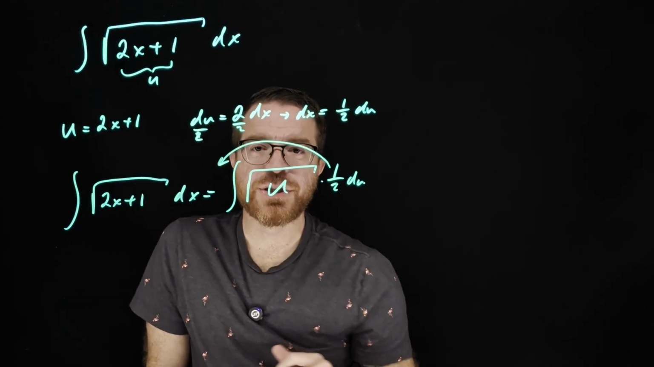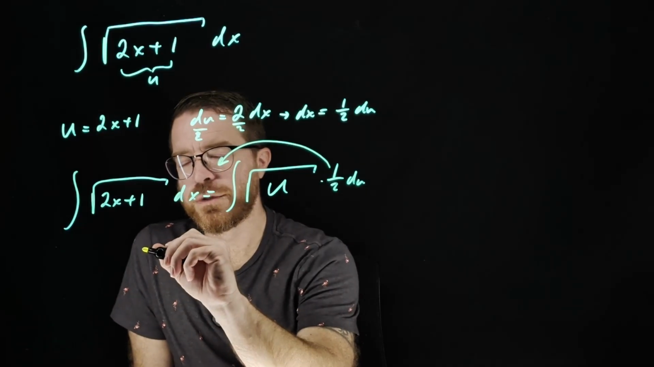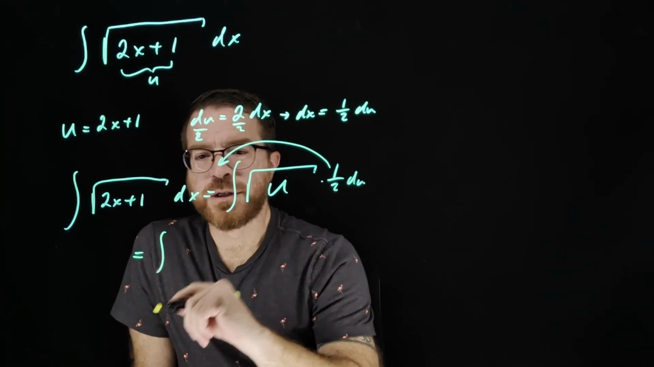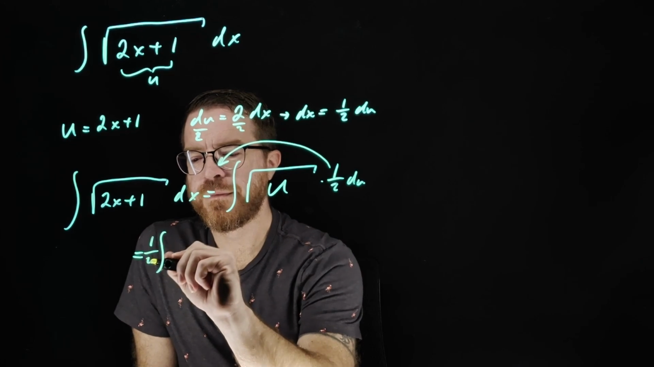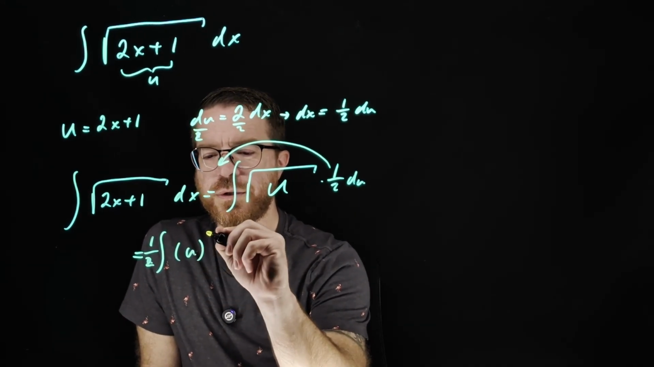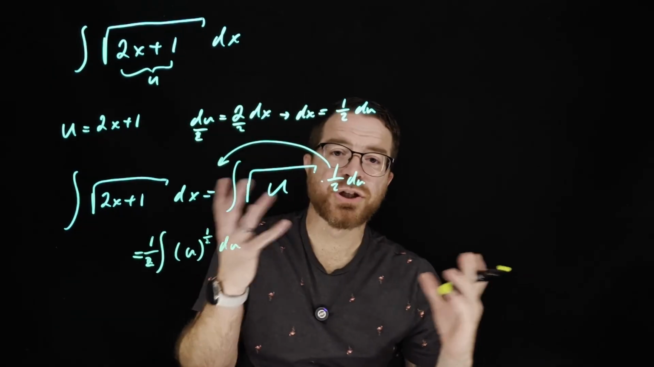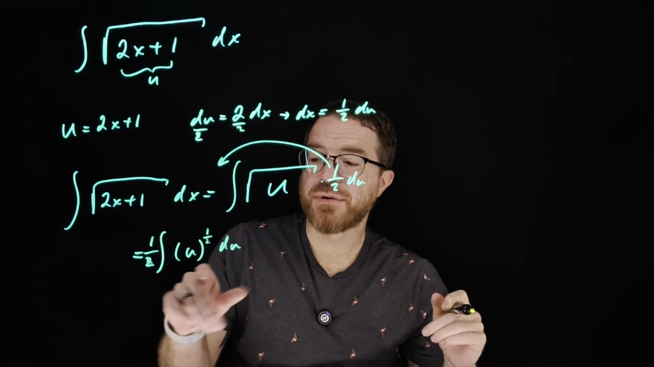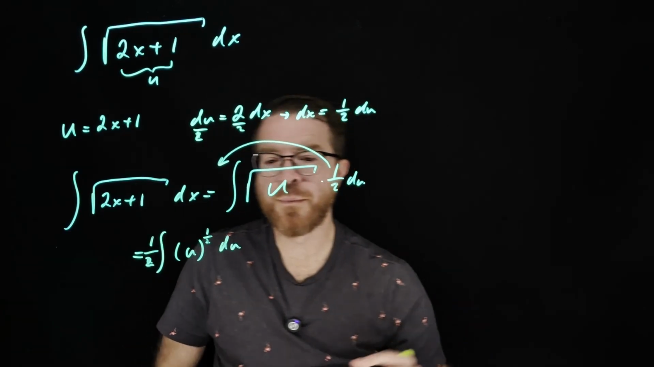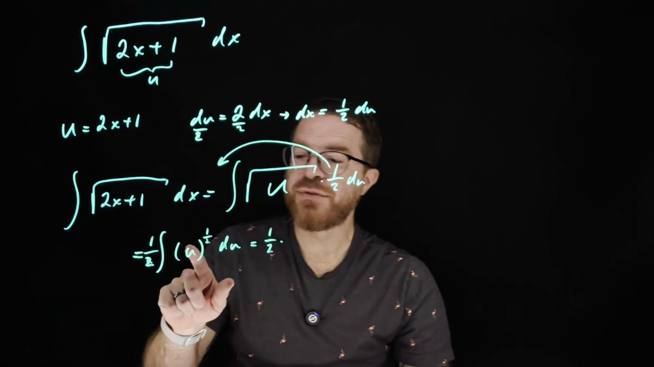And I'm going to rewrite this square root of u as u to the 1/2 power. So this is going to be 1/2 the integral of u to the 1/2 power du. And now, just like before, we can find the antiderivative of this u to the 1/2 power by doing the inverse of the power rule. So this is going to leave us with 1/2 times, so we have u to the 1/2.